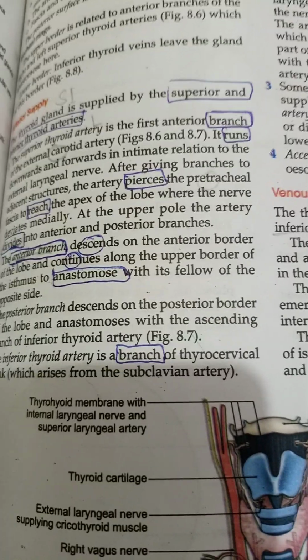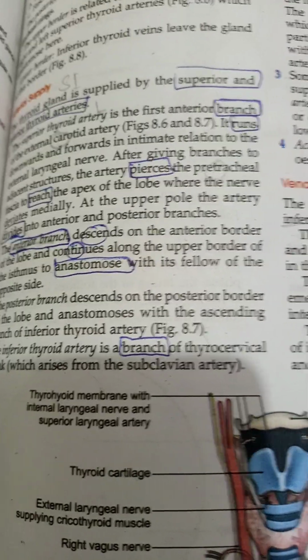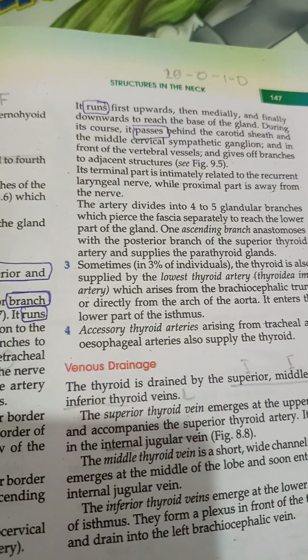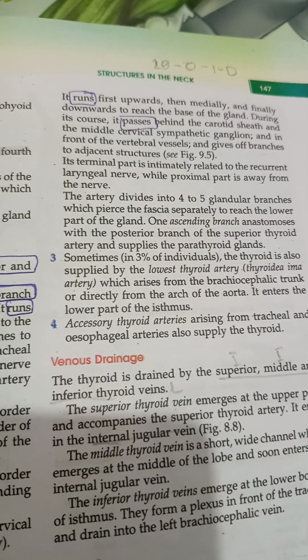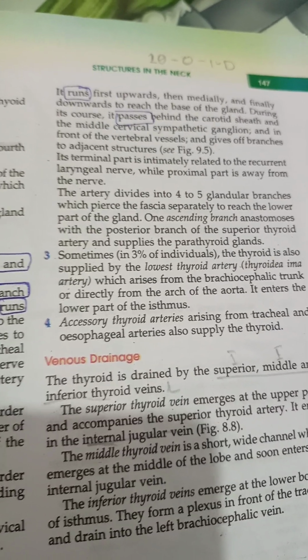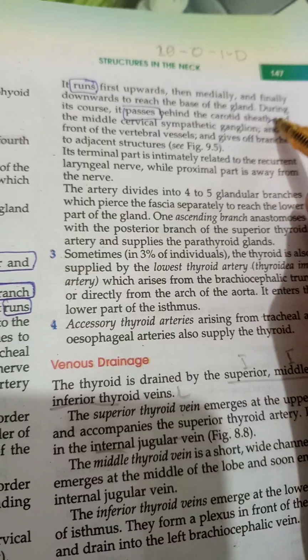The inferior thyroid artery is a branch of the thyrocervical trunk, which arises from the subclavian artery. It runs upward, then medially, and finally downward to reach the base of the gland. During its course, it passes behind the carotid sheath.